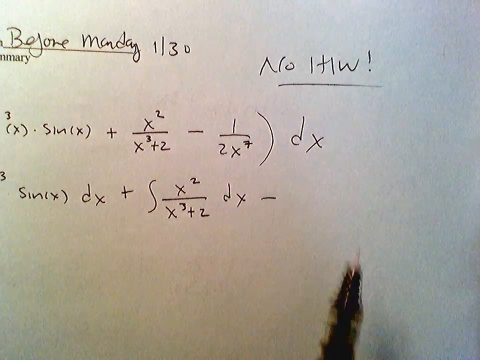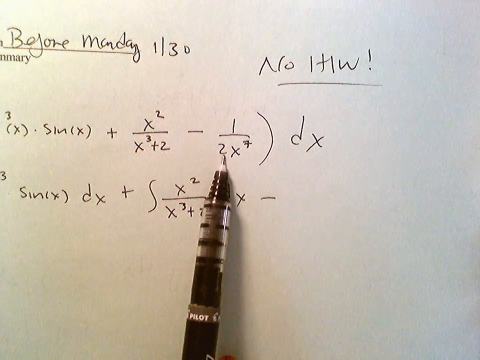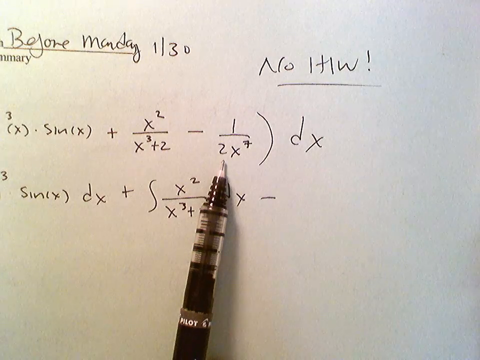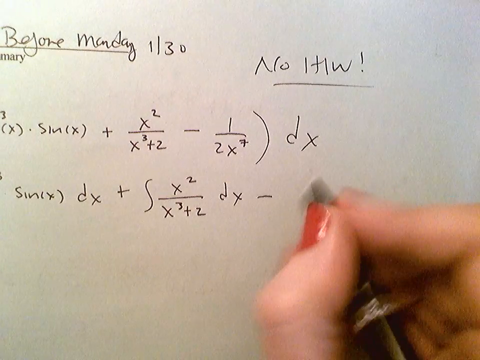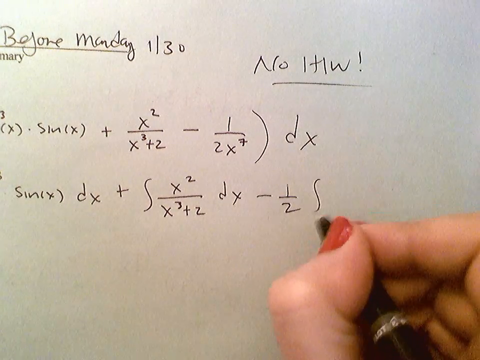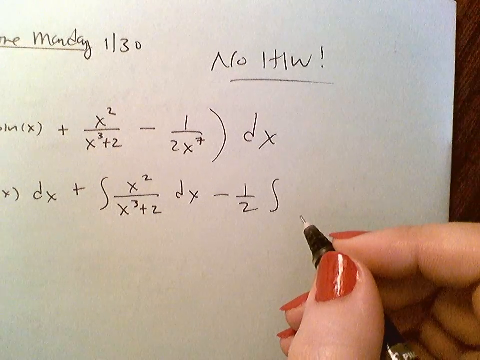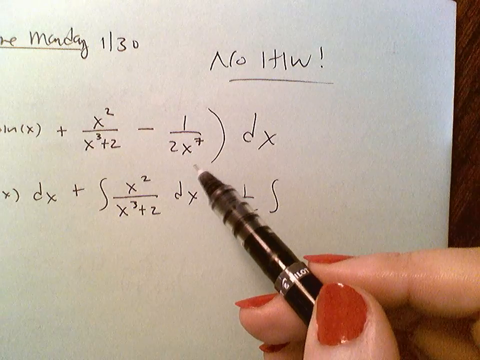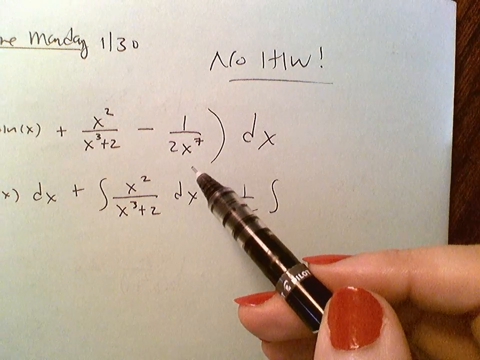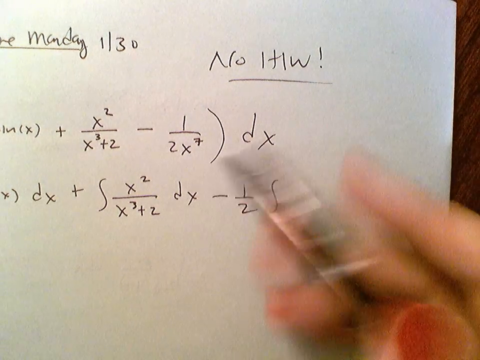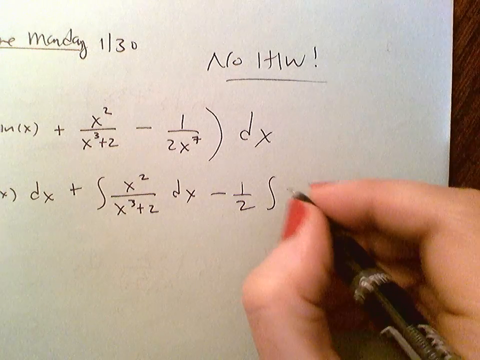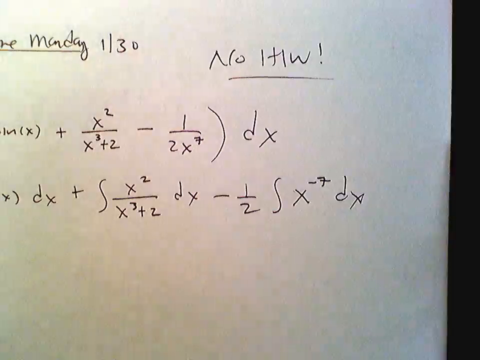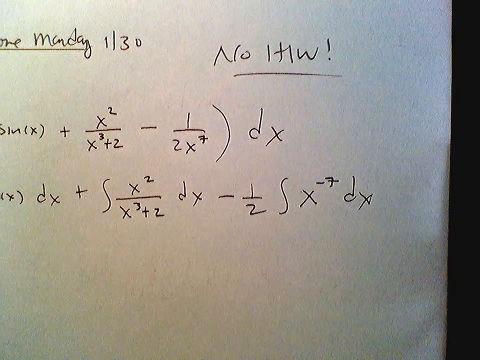Then I bring down the plus sign, antiderivative of x squared over x to the third plus 2 dx, minus, I'm going to bring out, so this is like a coefficient of 1/2. You could rewrite this as 1/2 times 1 over x to the 7th. So I'm going to bring out 1/2 antiderivative of, guys, I already know that I can't apply the power rule unless this is of the form ax to the n. So I'm going to rewrite it as x to the negative 7, the same way you would if you were taking a derivative.